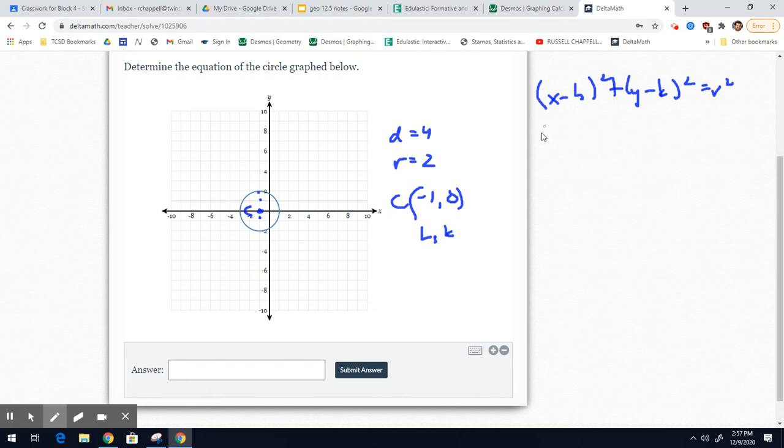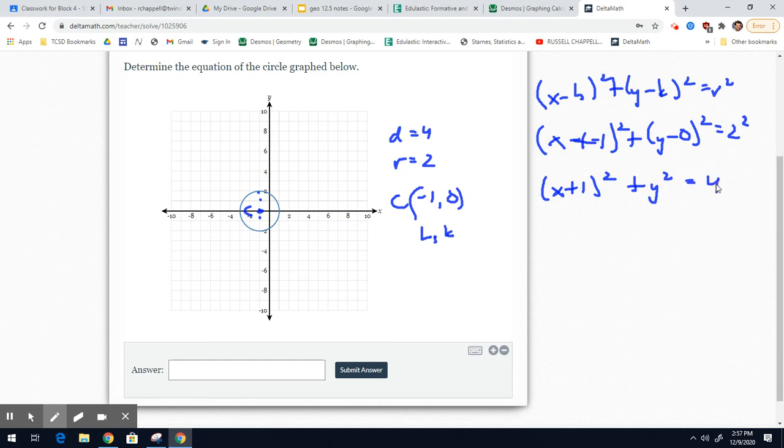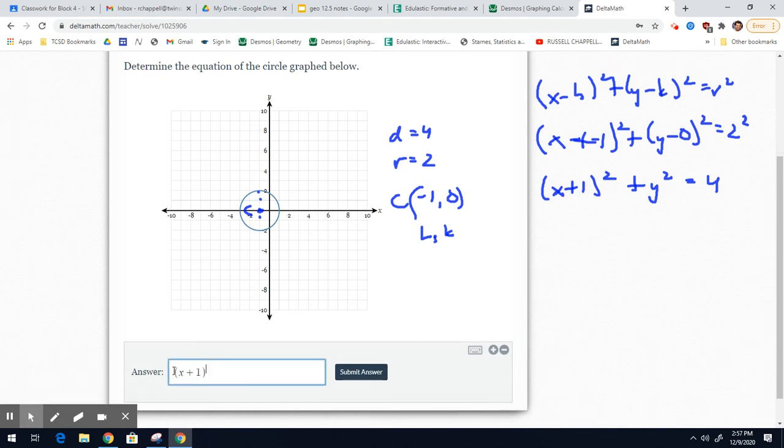Okay, so we're going to plug in what we know. So x minus -1 squared plus y minus 0 squared equals 2 squared. This becomes positive, so we have x plus 1 squared. The minus 0 goes away, and this just becomes plus y squared. And then I square my 2 to get 4. And there should be my equation this time. Parenthesis x plus 1 squared plus y squared equals 4.